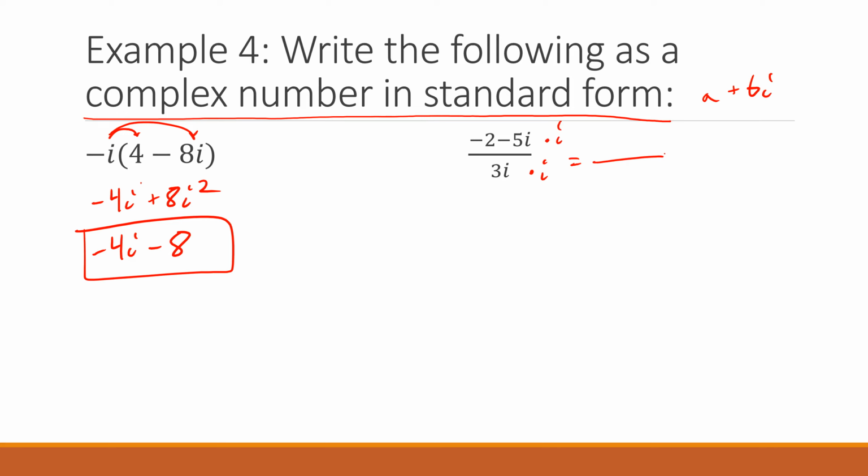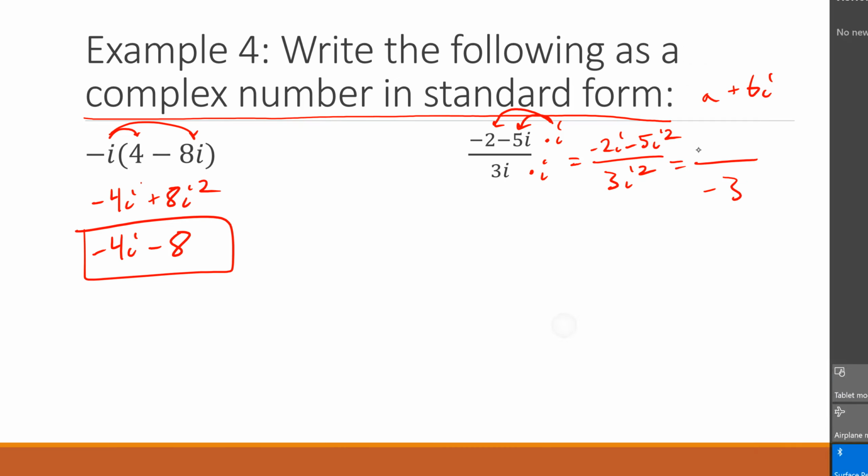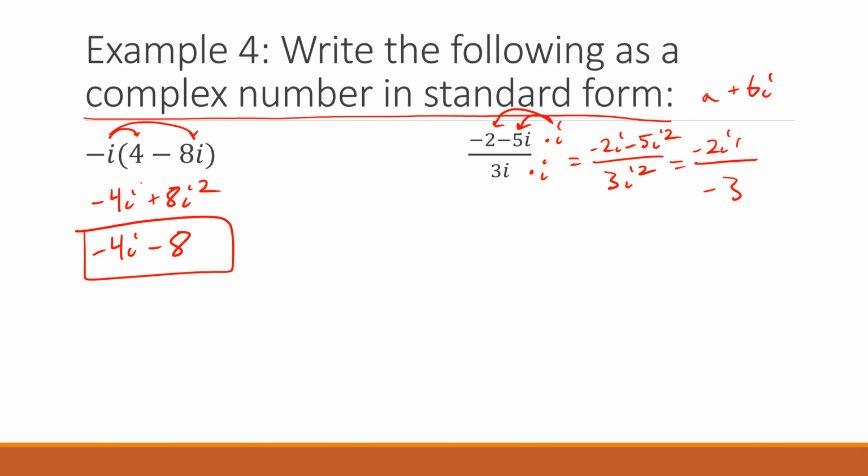On the bottom, let's just worry about that. I have 3i squared. But what's i squared? It's -1. So 3i squared is really -3. Nice. On top, this i would distribute to the -2 and the -5i. So -2 times i is -2i. -5i times i is -5i squared. We know that i squared, again, is -1. I told you it comes up a lot. So -2i plus 5, because i squared is -1.